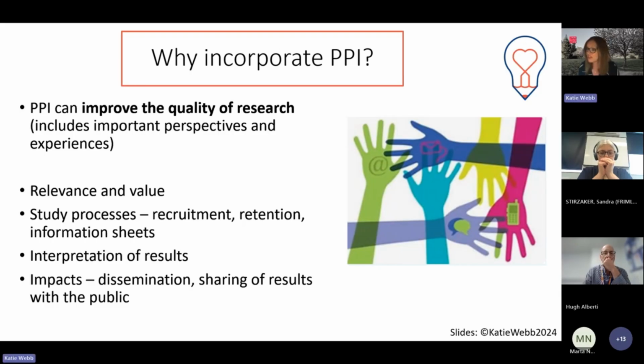Again, thinking about unconscious bias, I think that's a really important point, that we are hearing what people in certain communities, certain groups, experience day-to-day in their own social world and realities. So it increases relevance and values. In terms of study processes, it increases efficacy. So when we think about recruitment, to whom, retention, information sheets, communication sources, interpretation of results.